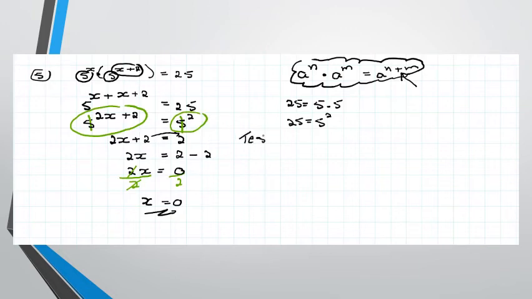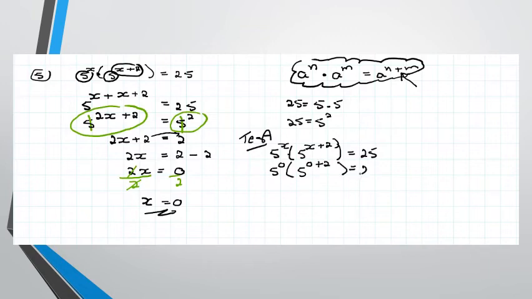So let's go over to the test. I'm going to have 5, let's first write it, 5^(x + x + 2) equals 25. In the place of x, I'm going to have 0. So 5^(0 + 0 + 2) equals 25. I do know that 5 to the 0, anything to the 0, equals 1. So I'm going to have 1.